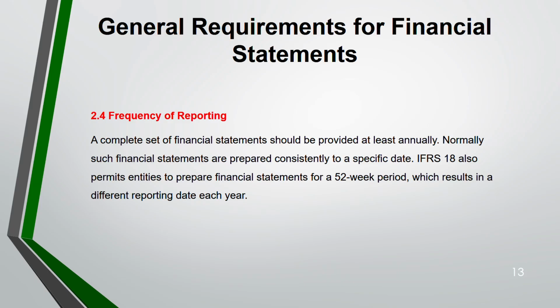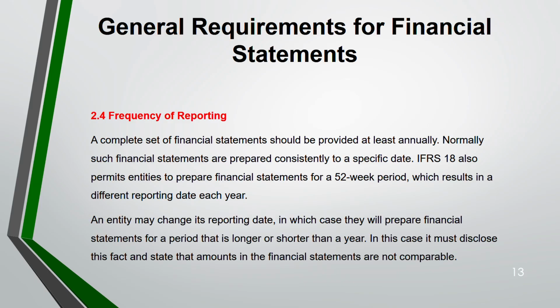Okay. Next, an entity can change their reporting date also. If this is the case, then they will prepare their financial statements for a period that is longer or shorter than a year. So in this case, you have to disclose this fact and you have to state the amount in your financial statements that are not comparable. Because of course, if one year you are preparing for a short year, the other one you are preparing for a 52-week period, you can't compare. They are not like with like. Both have to be prepared for a 52-week period, then only you can compare. That's why you have to make it a note.